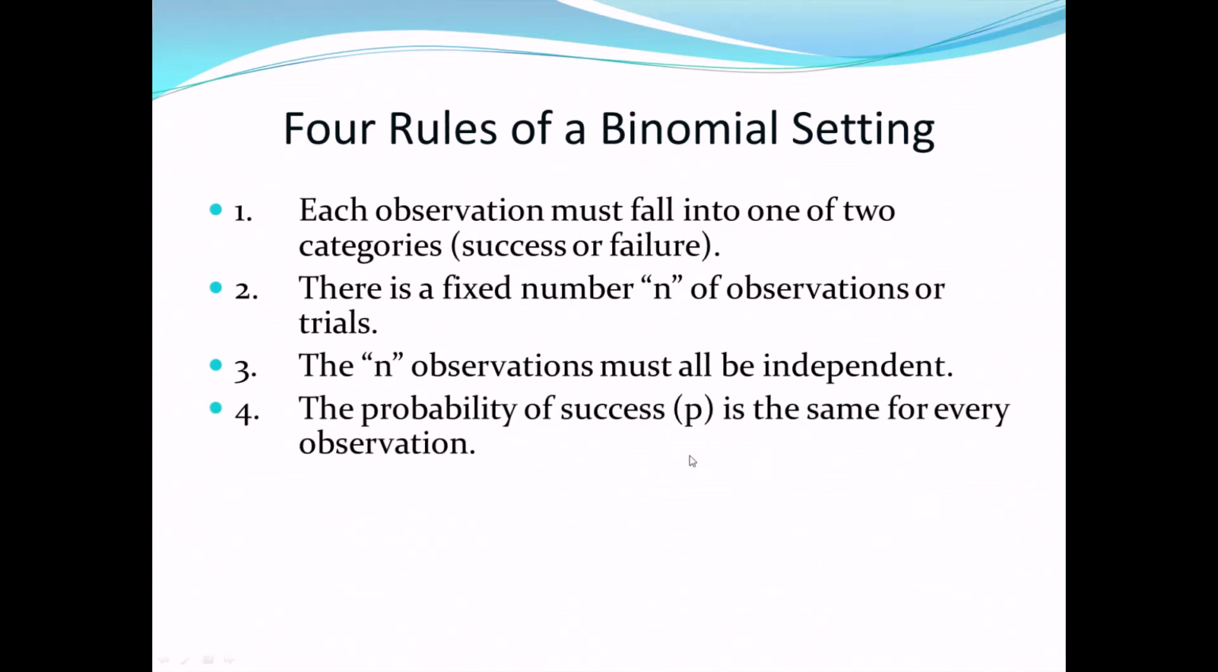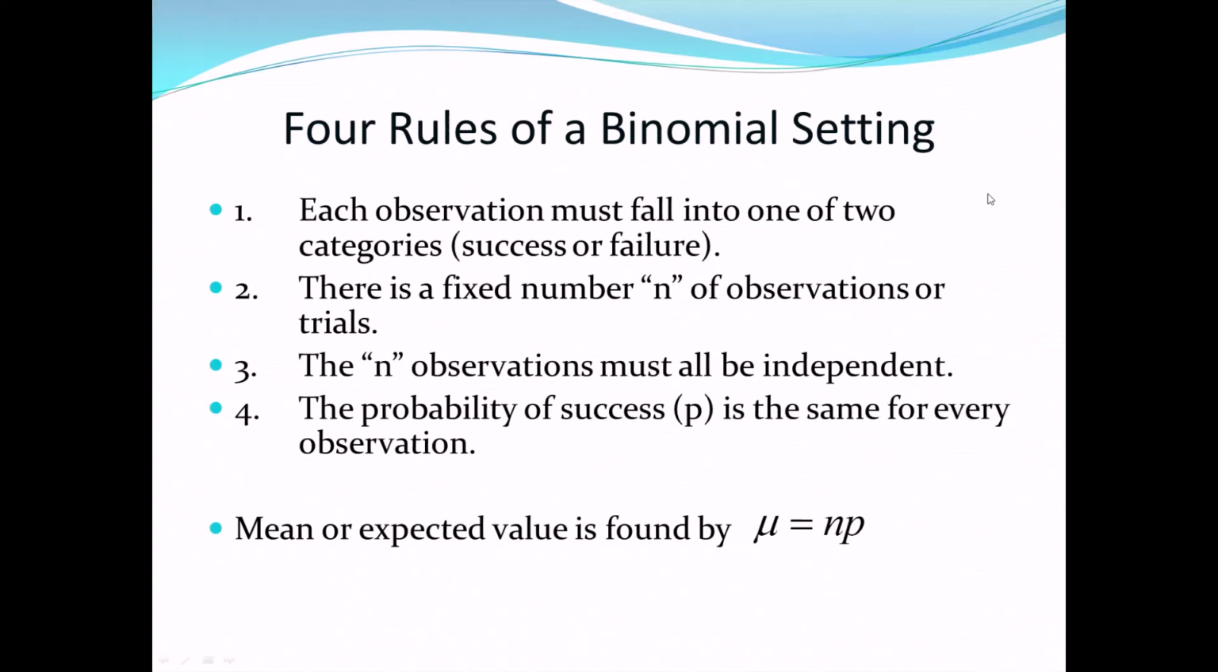And the fourth: the probability of success is the same for every observation. So picture this. It's 5 kids. You're interested in 2 girls. Well, every kid that's born has a 0.5 probability of being a girl, and it's the same for every kid. So we would have either it's a girl or it's not. There are 5 observations. They're all independent, and the probability of having a girl is fixed at 0.5.